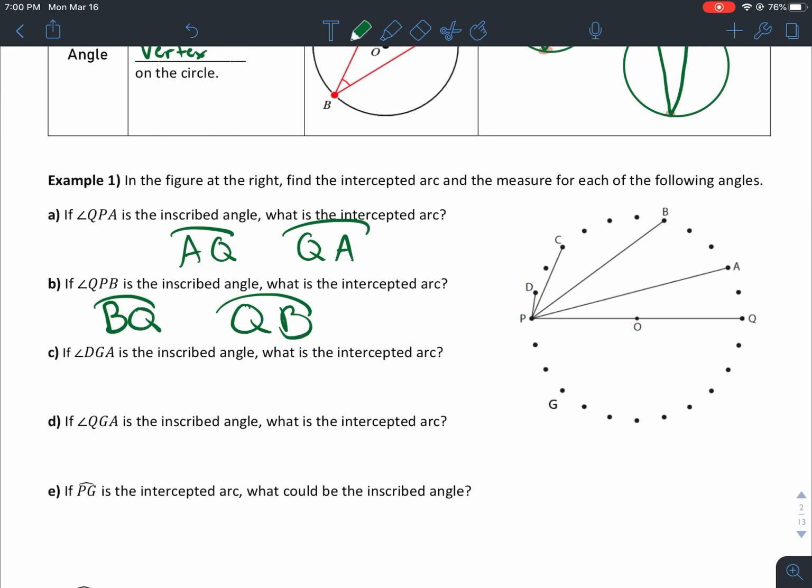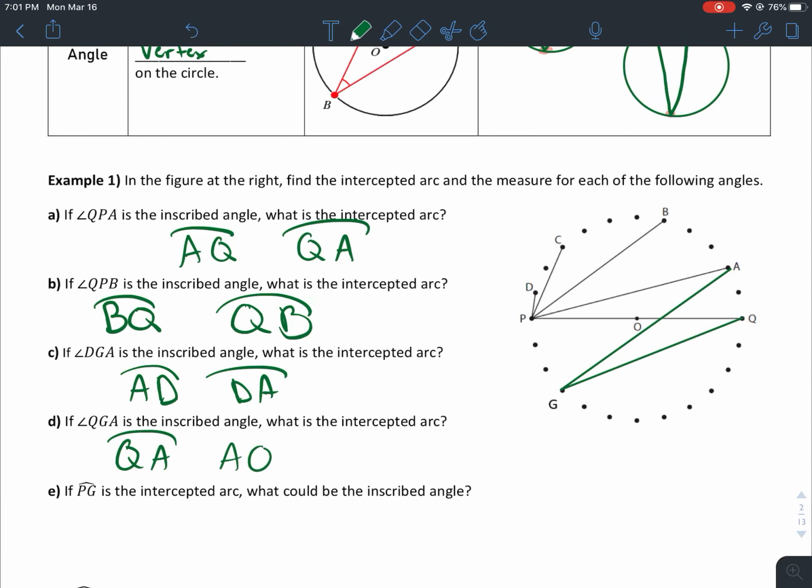So for C, we have D, G, A. So we go like this. D, G, A. That one's not written in there. You have to draw it yourself. If that's the inscribed angle, our intercepted arc is going to be DA or AD. Then we have QGA. Q, G, A. Again, our intercepted arc is going to be AQ or QA.